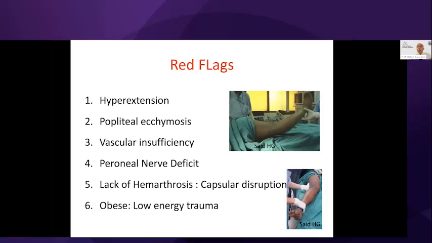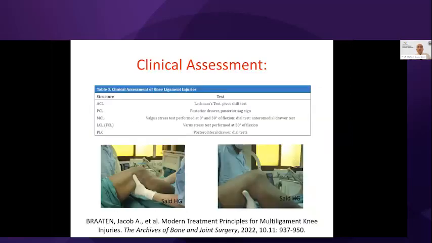There are certain red flags that we must look at. Hyperextension of the knee, usually that means both cruciates are gone and the posterior capsule. Popliteal ecchymosis, that might happen if there's a vascular injury. Of course, we're going to examine the vascular status, examine the peroneal nerve. Sometimes if you have rupture, there's lack of hemarthrosis, so it's not actually swollen. You might think it's not swollen, it's not a problem. But if you actually rupture the capsule, there's no actual knee collection. And don't forget, you might have a very trivial trauma with obese patients that causes a multi-ligament knee injury.